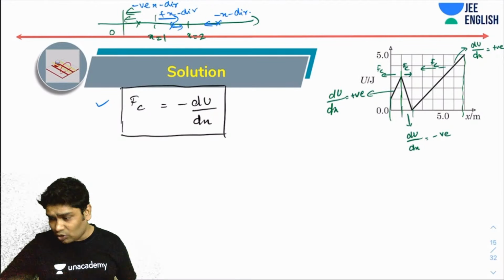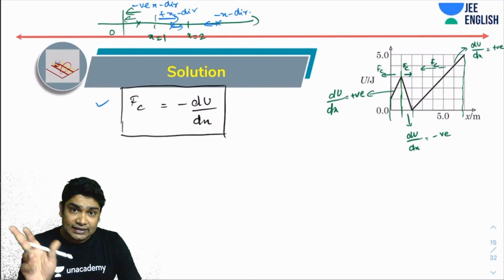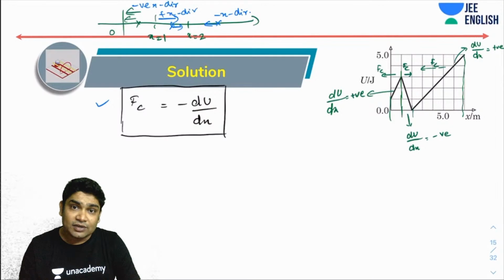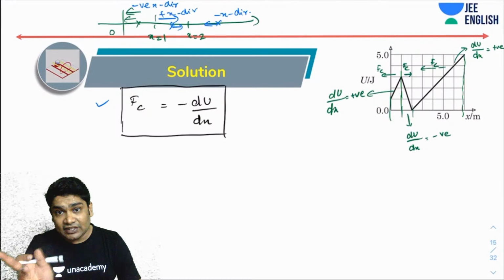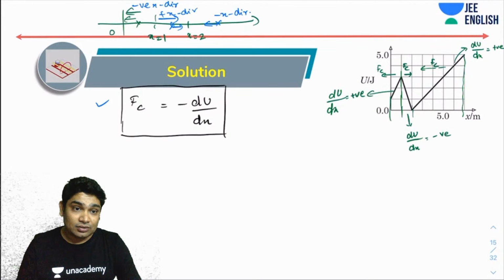So whatever force is causing this potential energy, that force behaves like this. That force acts in the negative x direction from x equals 0 to x equals 1, acts in the positive x direction from x equals 1 to x equals 2, and beyond x equals 2, it acts in the negative x direction. Okay, got it?